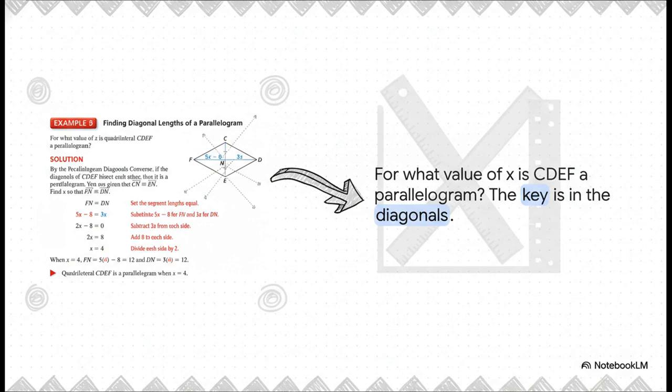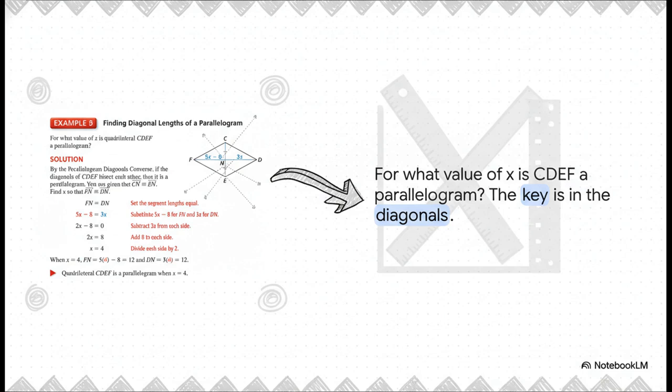Okay, time to put that diagonal tool to work. For this shape, CDEF, all we have are these expressions for the diagonal pieces. But we know the rule, right? For this to be a parallelogram, those diagonals have to cut each other exactly in half. That means segment FN has to be equal to segment DN. So let's set up the equation.